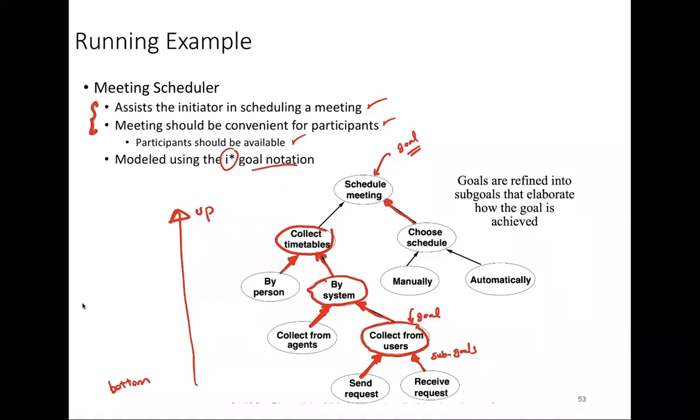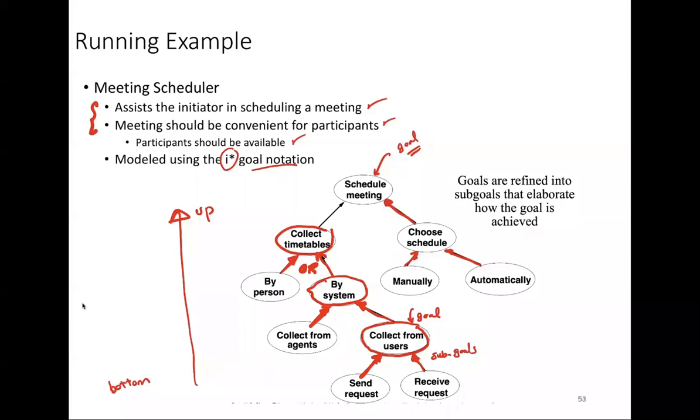We need to choose the schedule. The schedule could be either manual or automatic. Some of those goals must be satisfied at the same time, while for some of them, one is enough. So, for example, by person and by system, I think they should be or. It could be collect timetables, by person or by system. While if you are collecting from user, you have a send request and a receive request.